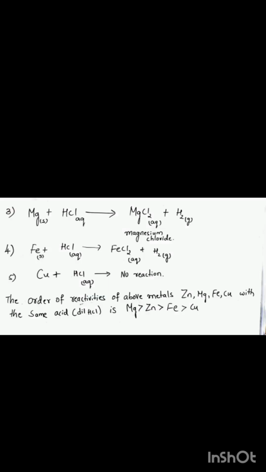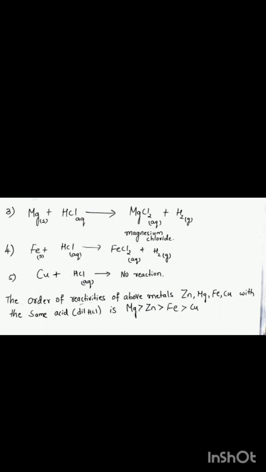Also, magnesium reacts with hydrochloric acid to form magnesium chloride, and iron reacts with hydrochloric acid to form iron chloride. In all these reactions, you can observe that these metals are displacing hydrogen from the acidic solution. So, these reactions are also called displacement reactions.